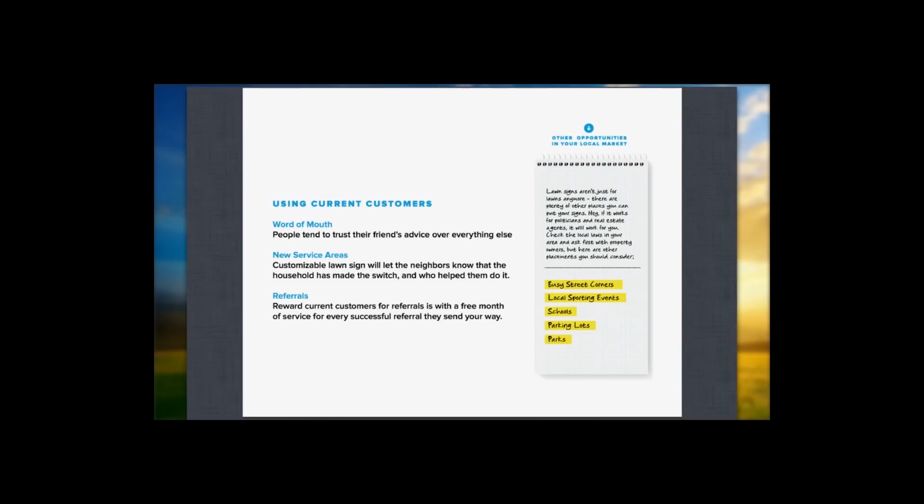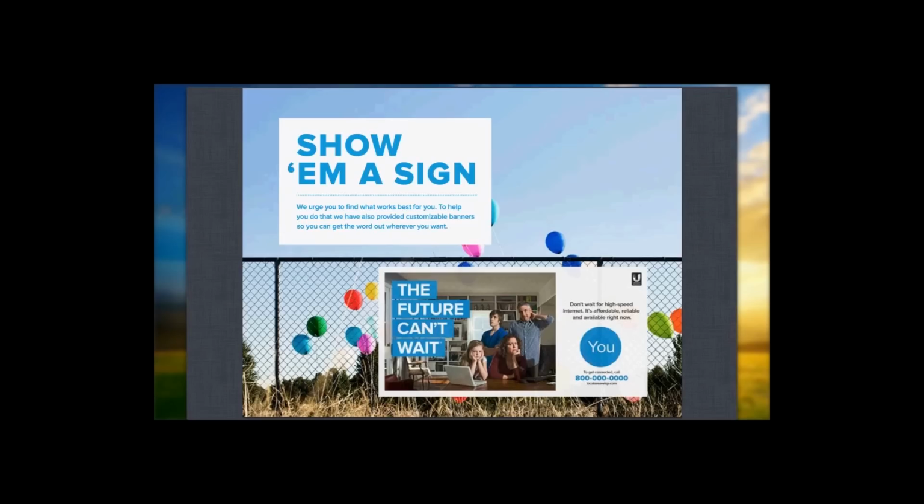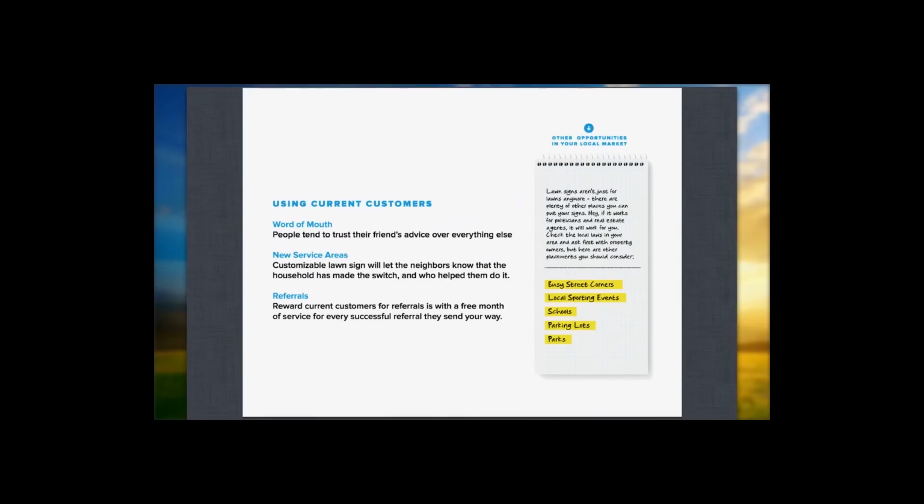Also, claiming your page will allow you to add photos. You can include service areas. You can put some more information about your business. Plus, it's free. So make sure you ask happy customers to post their reviews on Yelp. It's just like asking for a referral, and I would do the same thing for Facebook. Have customers go ahead and post their comments that they're happy with their service on your Facebook page.